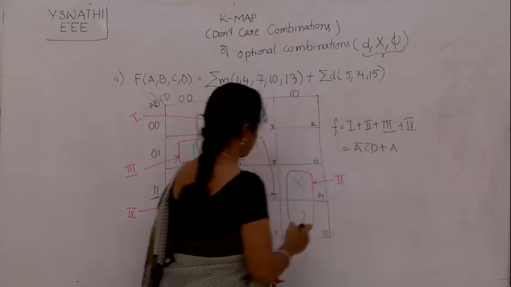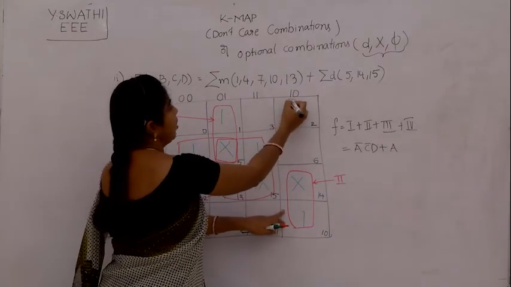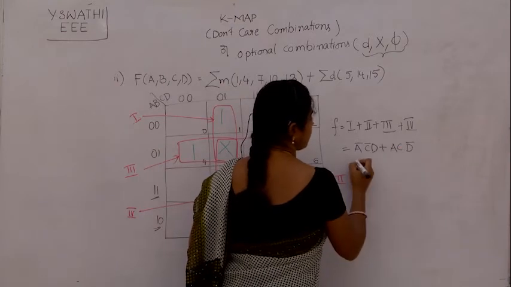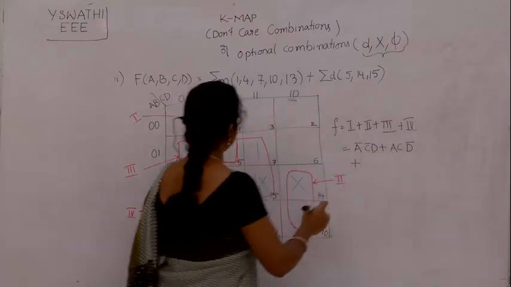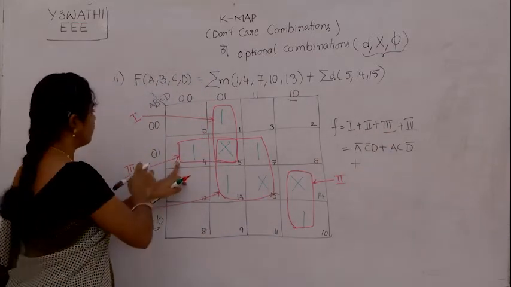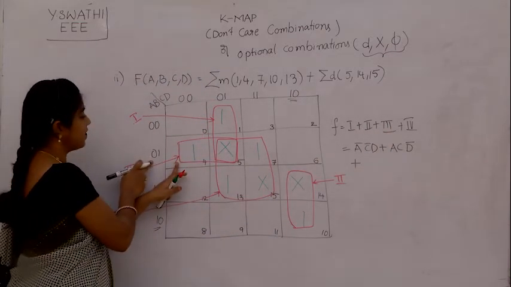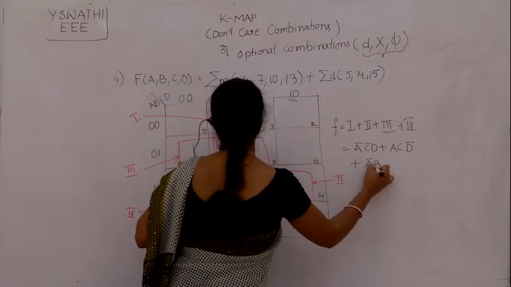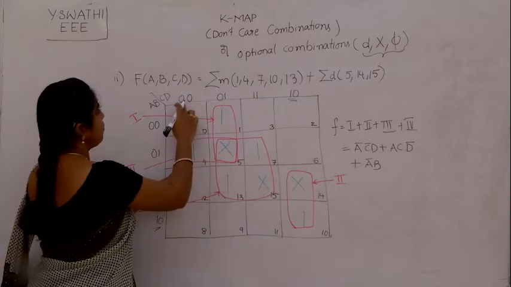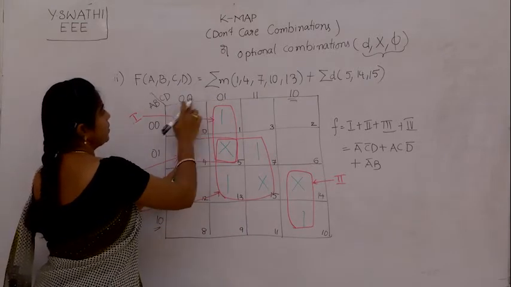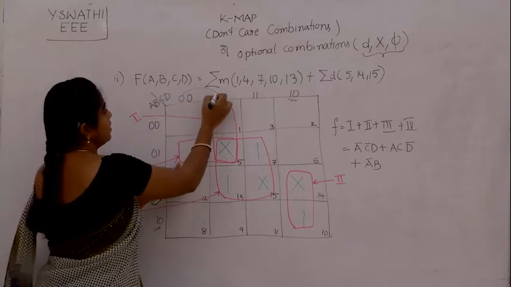A is unchanged and the CD combination is as C D bar, plus in the third prime implicant, AB combination is as A bar B, and the unchanged form of CD is C bar. In these two combinations the unchanged form is C bar.